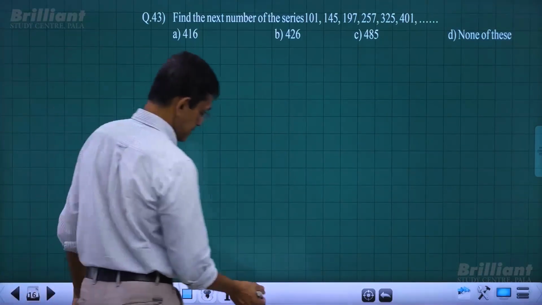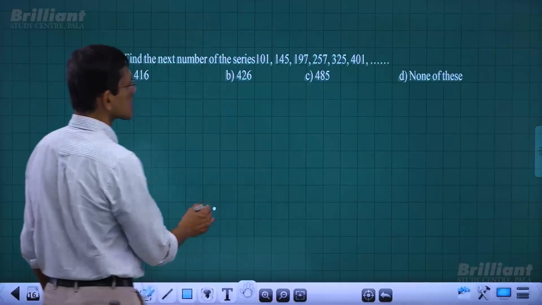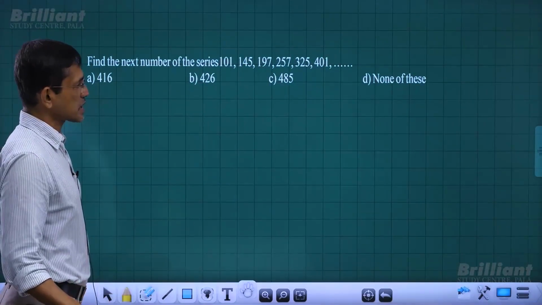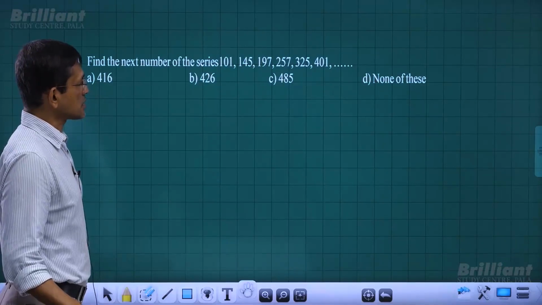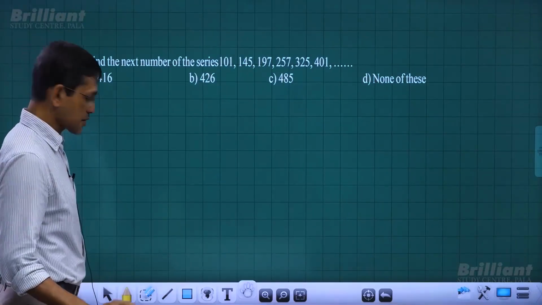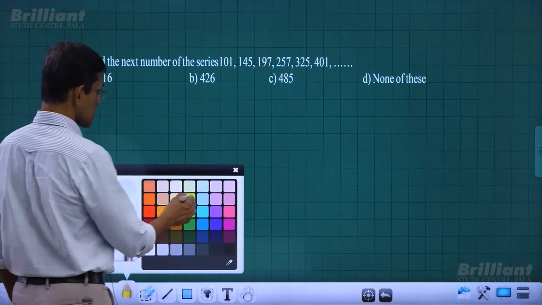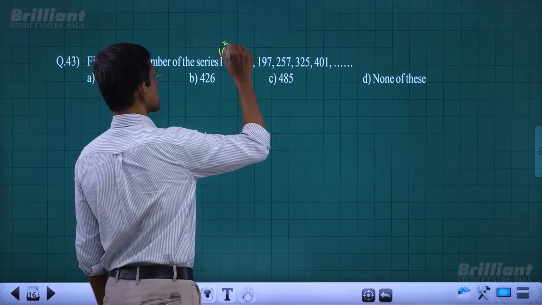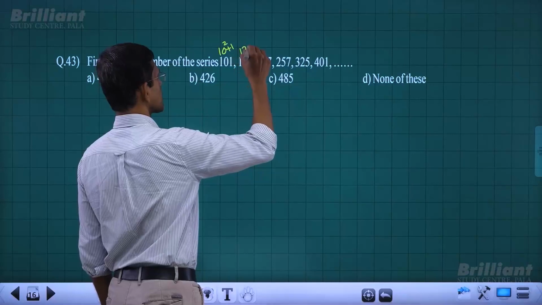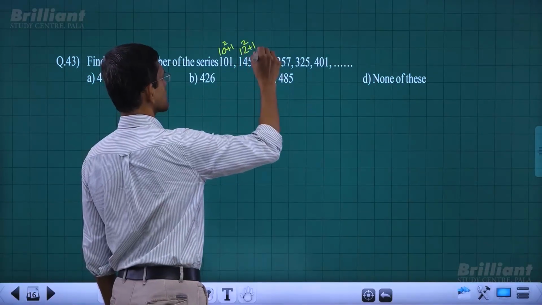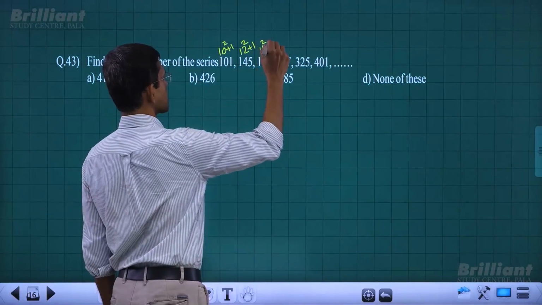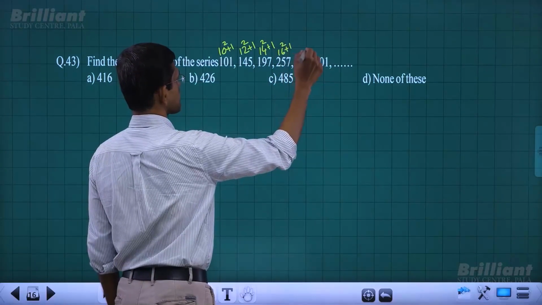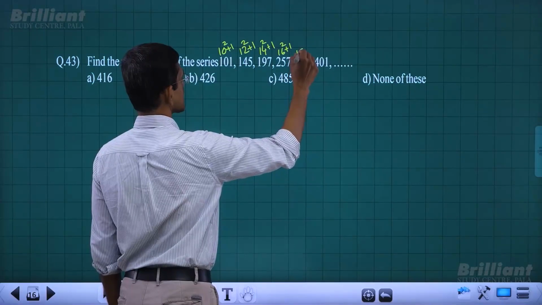Number 43. Find the next number in the series: 101, 145, 197, 257, 325, 401. So what kind of pattern is it? 101, at a glance we can see that 10 square plus 1. How about 145? 12 square plus 1. 197 is 14 square, 196 plus 1. So 257, 16 square, 256 plus 1. And 325 is 18 square plus 1.